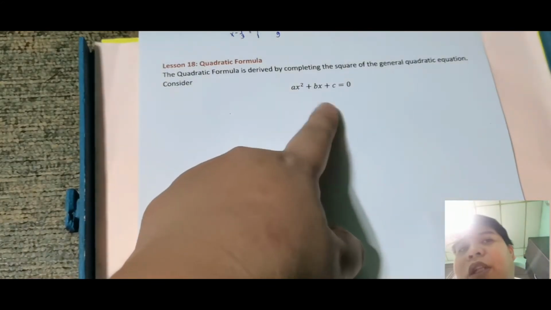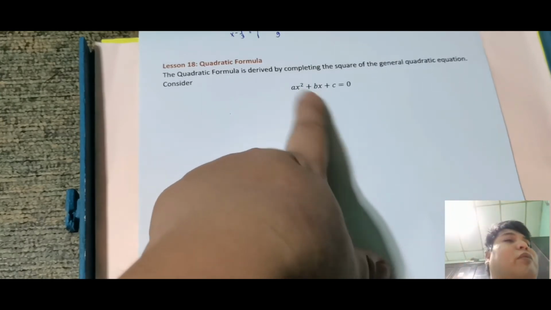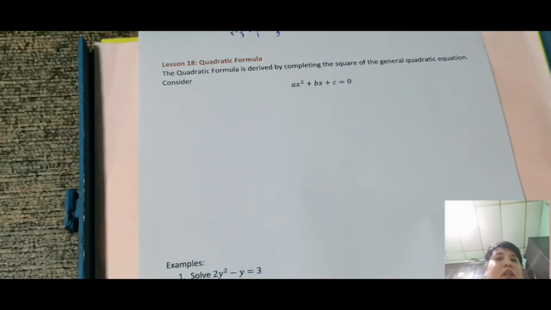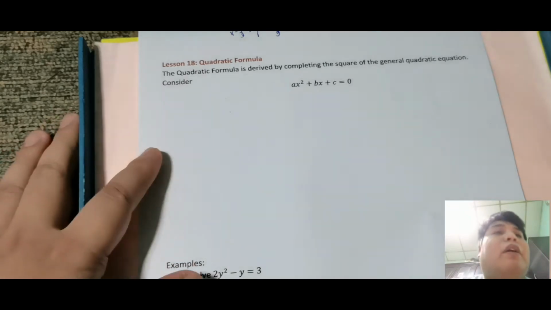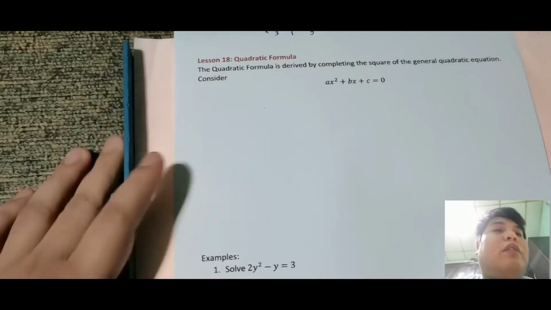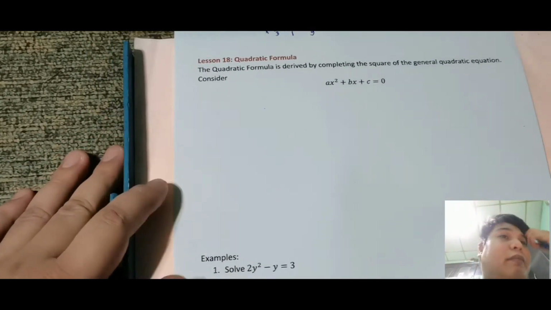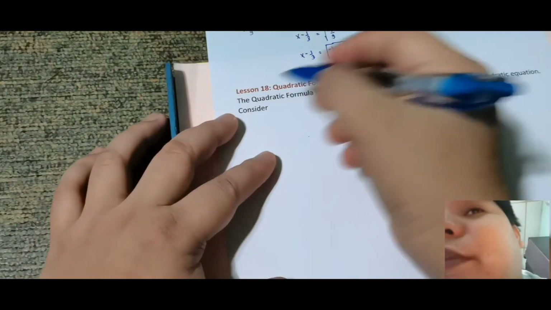Okay, so let's have the quadratic formula. So the quadratic formula is derived by completing the square of the general quadratic equation. So meaning, ito yung ating general quadratic equation o yung ating standard form. So ang gagawin, i-derive natin si quadratic formula. Okay, so try ni sir. Hindi ko sure, hindi ako nag-practice. So sana guided. So rewrite ko lang ito yung derivation.